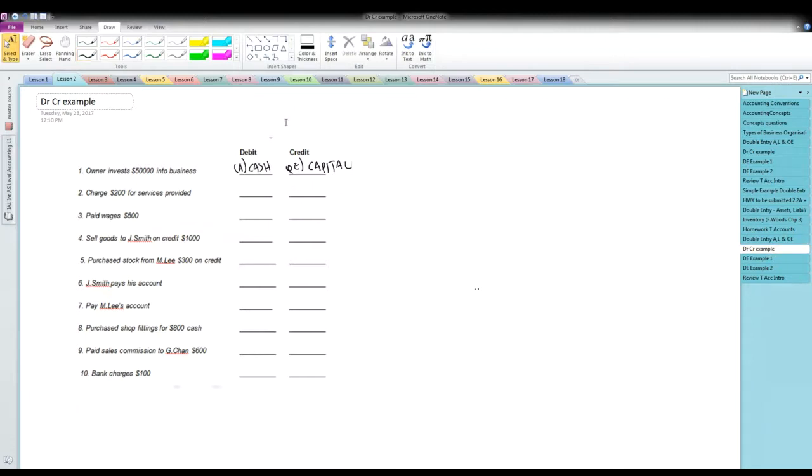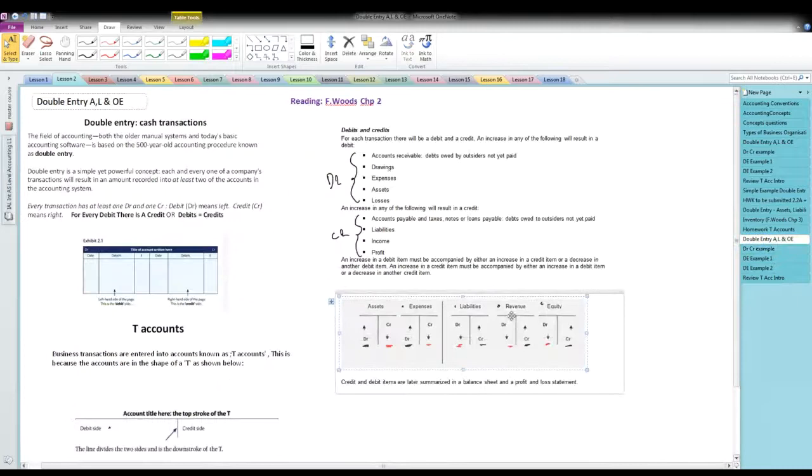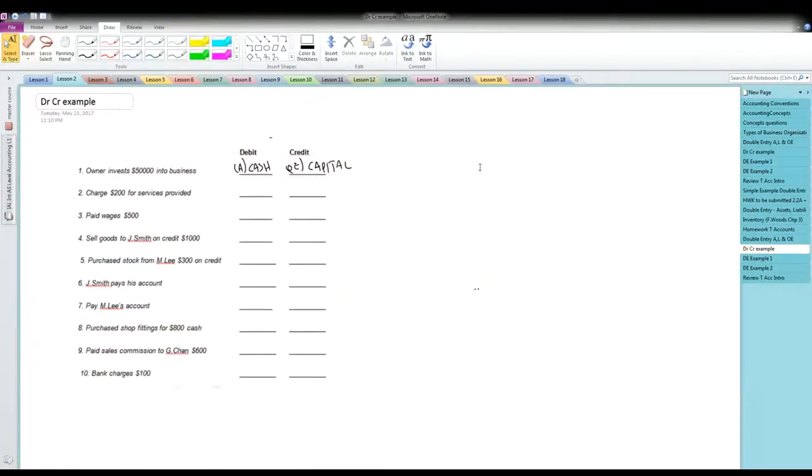Let me just grab this from the previous page. If we have charged $200 for services provided, what we see here is we have a debit to the asset of cash because we're getting cash for $200, so it's a debit for the asset increasing. We have a credit to the revenue of service fees, because that is increasing.